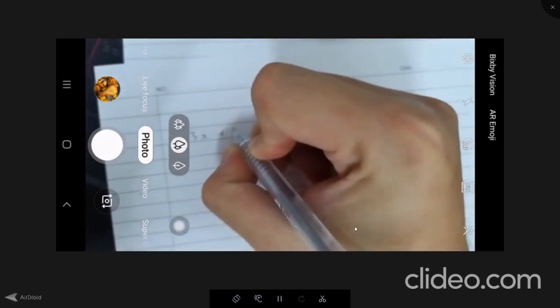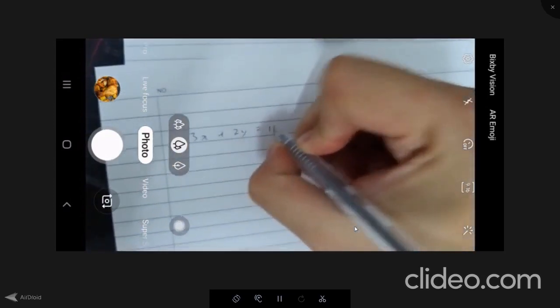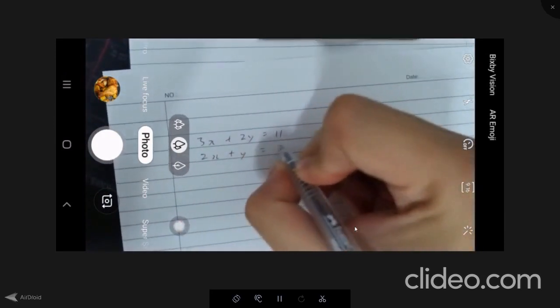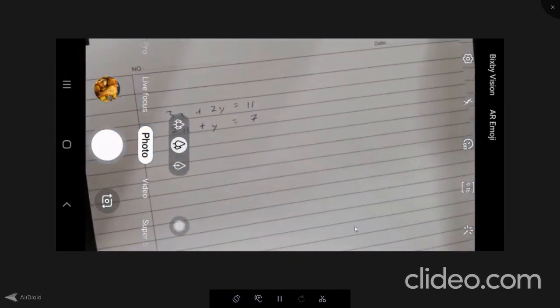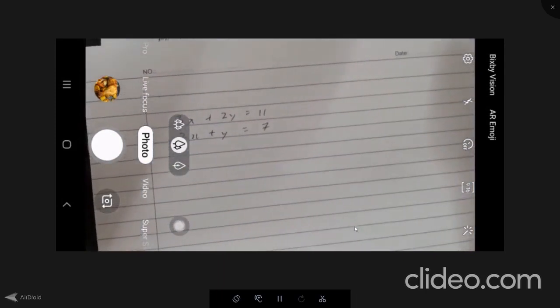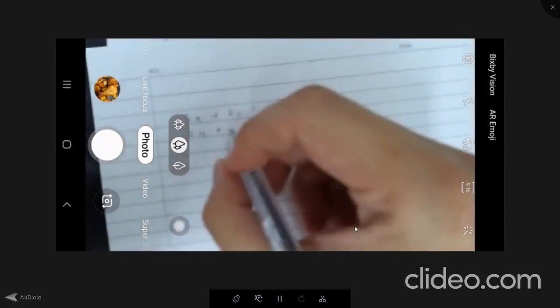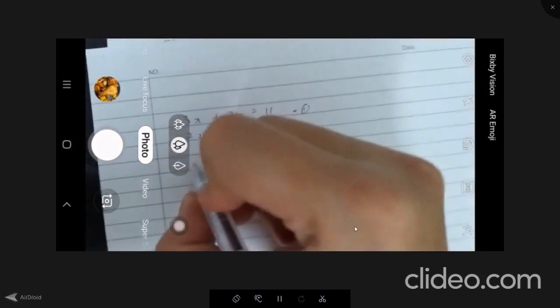3x plus 2y equals 11. 2x plus y equals 7. Now, for some of you, you will realize, instead of eliminating x, I can eliminate y. Okay, good. So instead of changing the x, you can change the y.